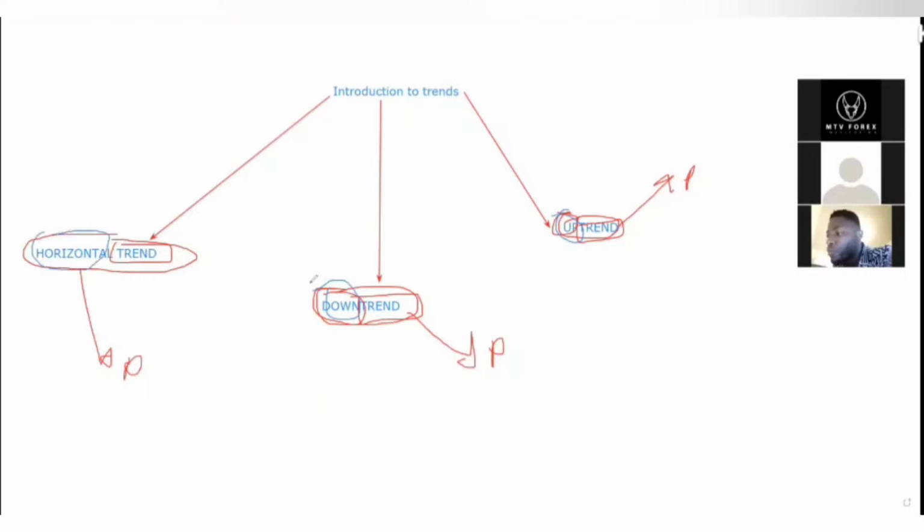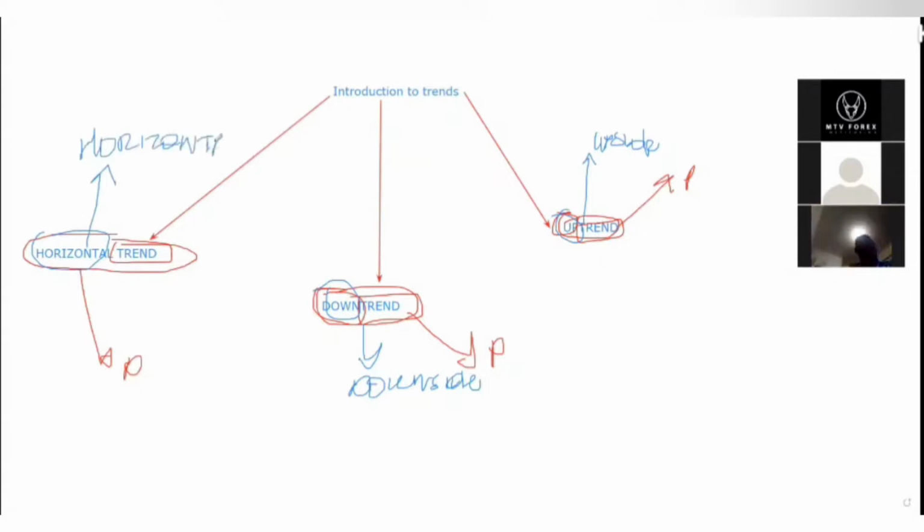An uptrend moves how? It moves to the upside. A downtrend moves how? It moves to the downside. And the horizontal trend moves how? It moves horizontally. That's how the market moves.